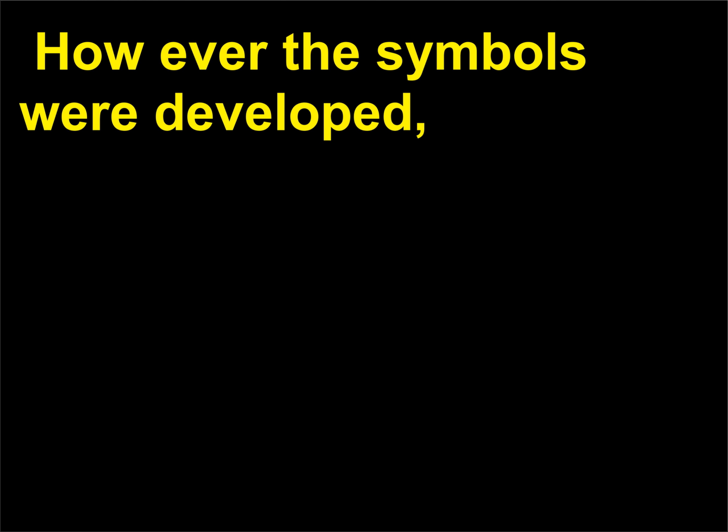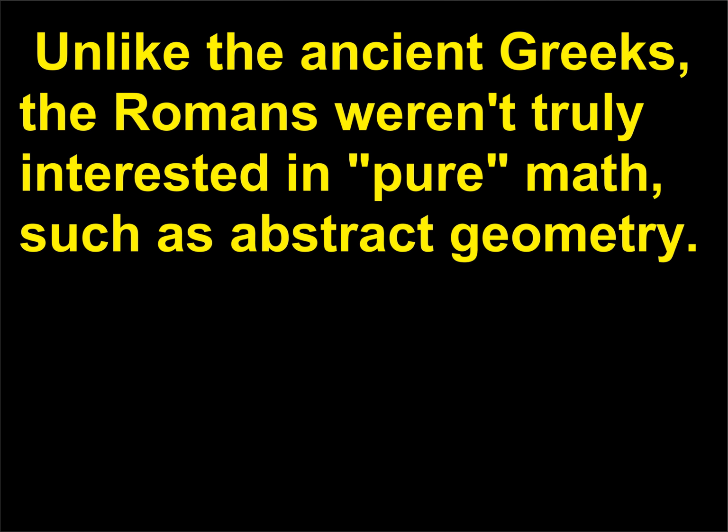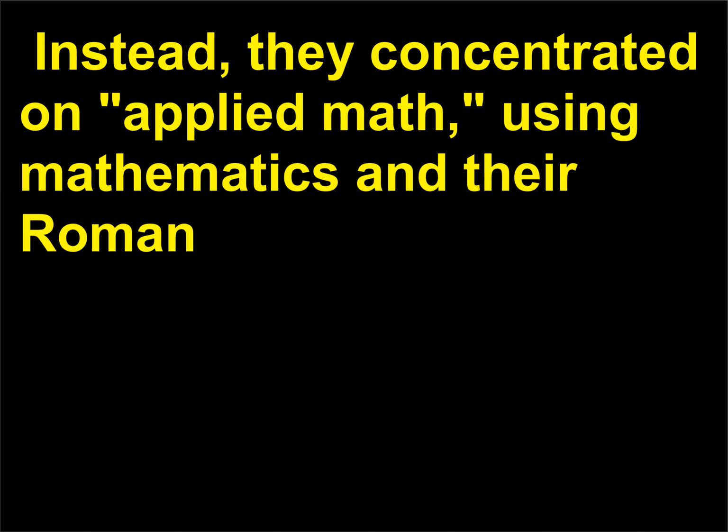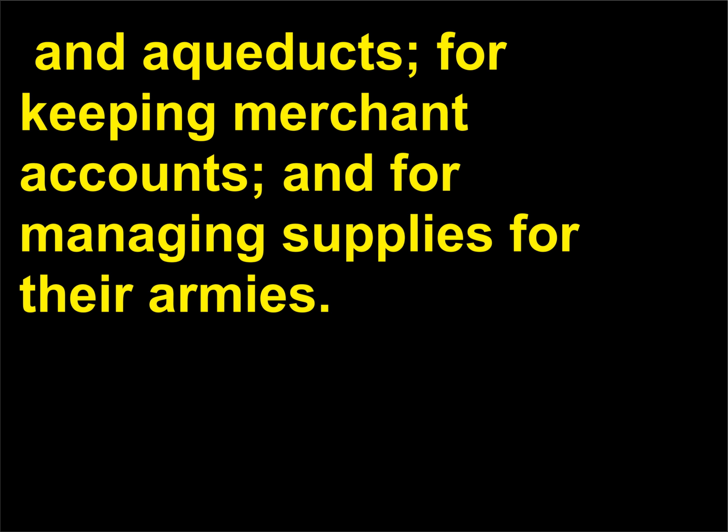However the symbols were developed, they were used with efficiency and with remarkable aptitude by the Romans. Unlike the ancient Greeks, the Romans weren't truly interested in pure math, such as abstract geometry. Instead, they concentrated on applied math, using mathematics and their Roman numerals for more practical purposes, such as building roads, temples, bridges, and aqueducts, for keeping merchant accounts, and for managing supplies for their armies.